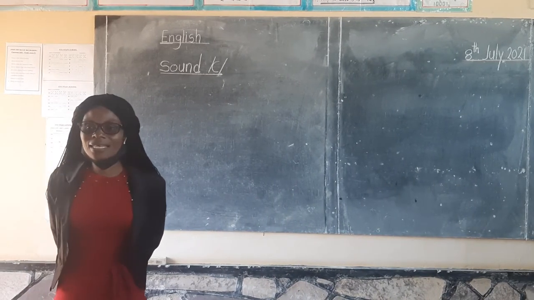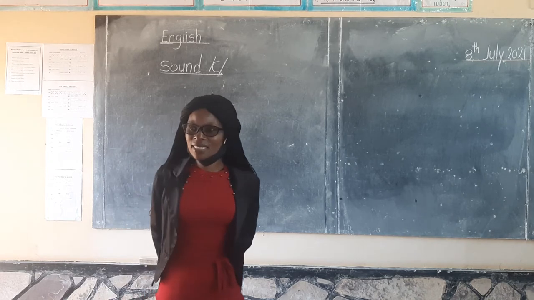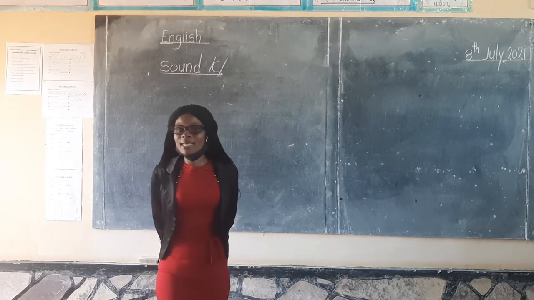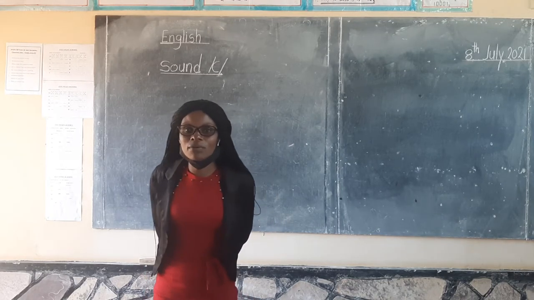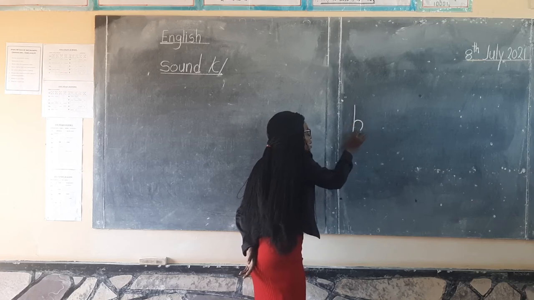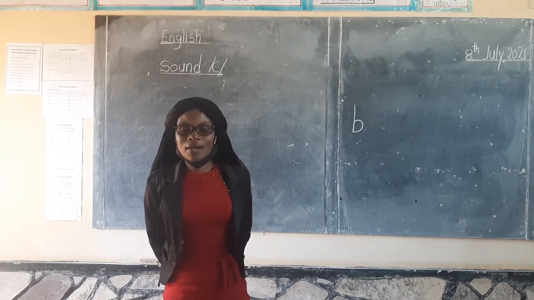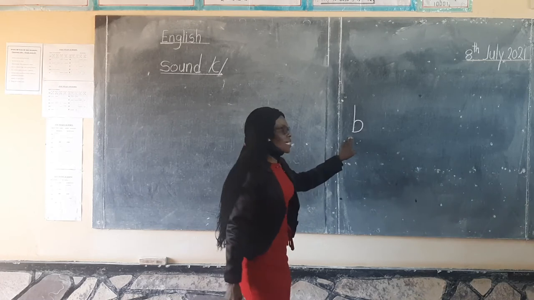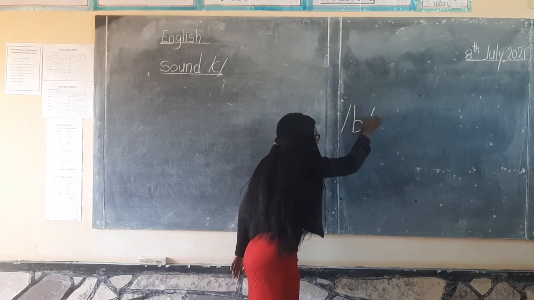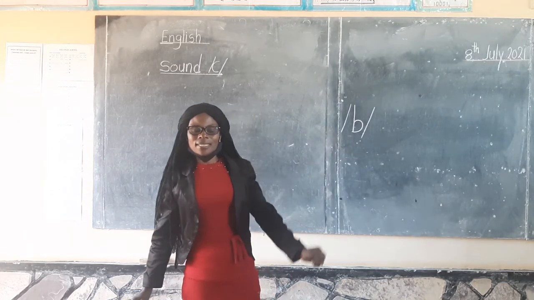This time it's English. Okay. Who can remember what we learned last time in English? Okay, letter B sound. We are writing like A: down, up, round. This is letter B. For it to be called a sound, we are supposed to put these things here. You see, this is now a sound. So it is letter B sound.